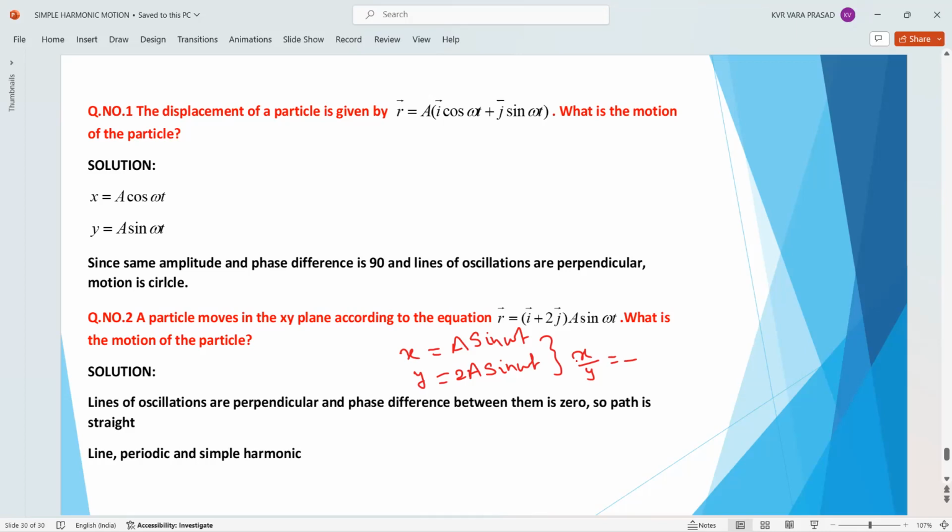So why is it simple harmonic? See carefully. I am writing here, r bar is there. If you differentiate r bar twice, what do we get? a bar equal to minus omega square into r bar. Check once, okay? If you differentiate that r bar twice, we are going to get a bar equal to minus omega square into r bar. That's why it is simple harmonic. It is a straight line. The path is a straight line. The motion is periodic and simple harmonic. Okay.